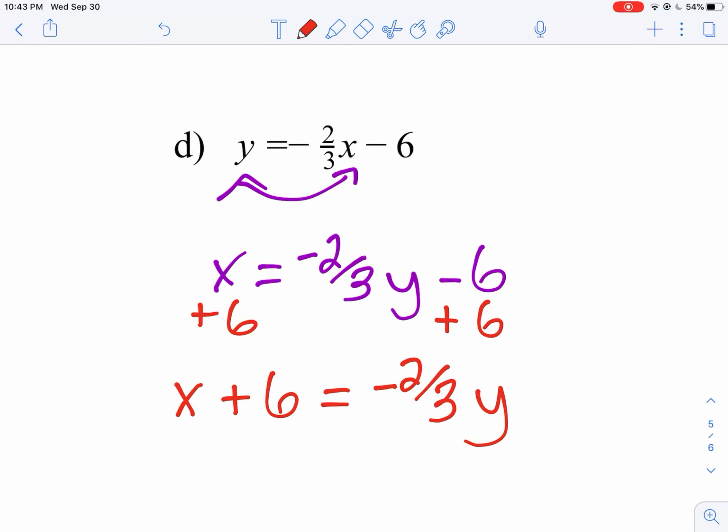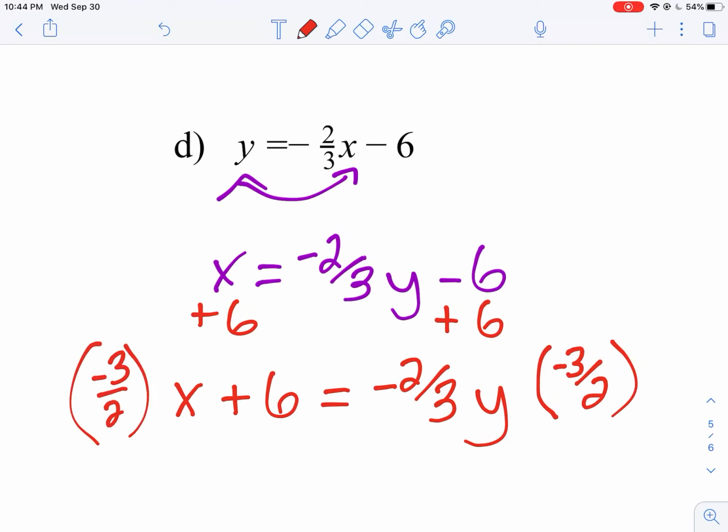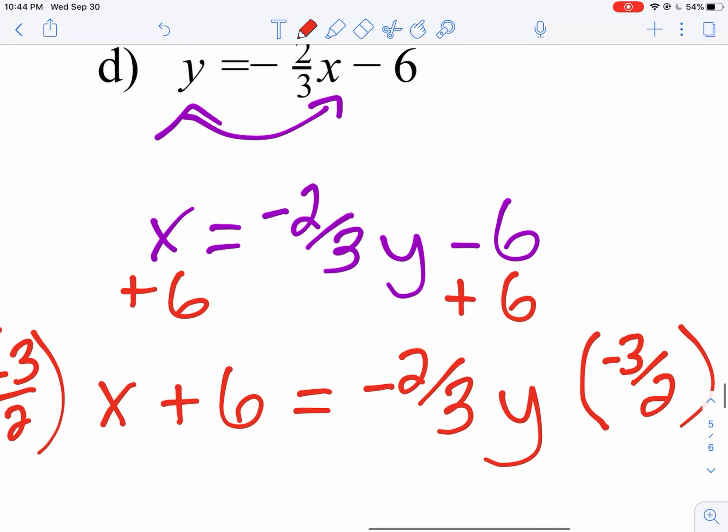Now to get rid of that negative 2/3 being multiplied, I'm going to multiply by the reciprocal here. And notice I'm making it negative. And I'm doing it to each side here. I'm just going to make the equal sign a little bit smaller so that way I can squeeze in my value here. There we go. Good.